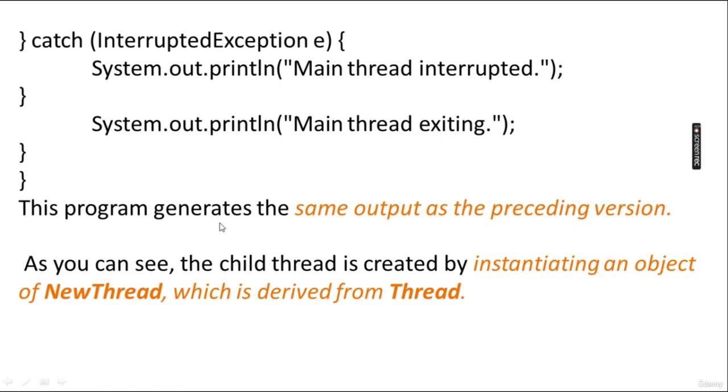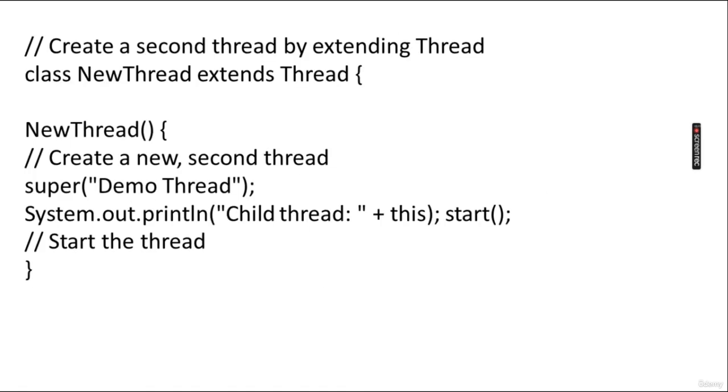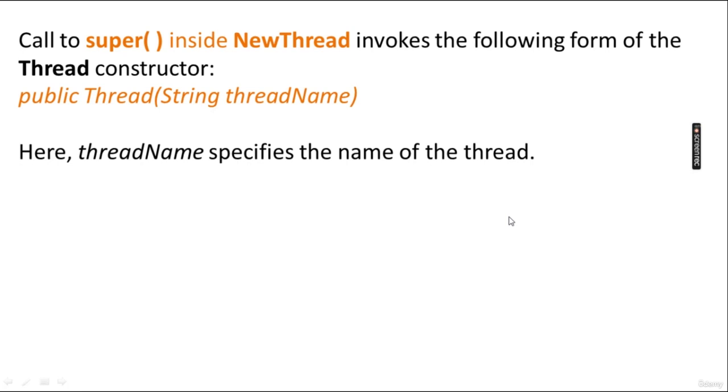This program generates the same output as the preceding version. The child thread is created by instantiating an object of NewThread, which is derived from the Thread class. So how is the child thread created? Using the start method. This is the start method call. And the output is the same as the previous one. The call to super inside NewThread invokes the following form of the Thread constructor: public Thread(String threadName), and it will call this parameterized constructor of the superclass, that is Thread.